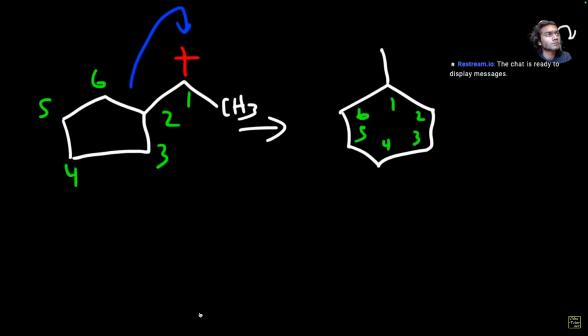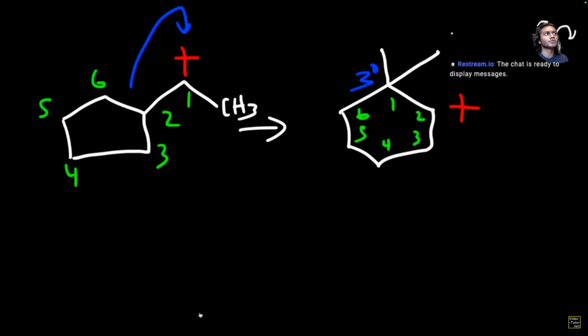Now, notice that we broke the bond between carbons 2 and 6. And then we're going to reform a bond between carbons 1 and 6. So carbon 2 lost the bond, but it didn't regenerate a new bond. So carbon 2 has the positive charge. So right now, we have a secondary carbocation next to a tertiary carbon. So what do you think is going to happen?